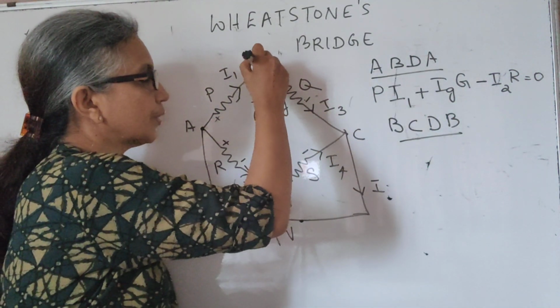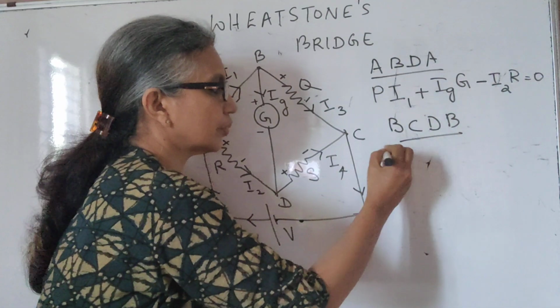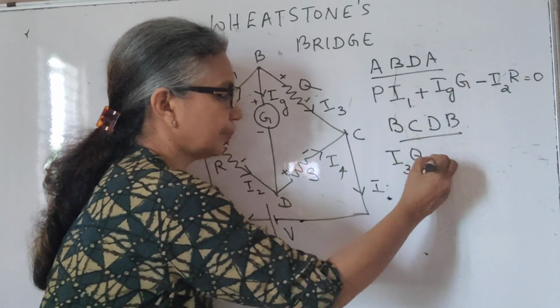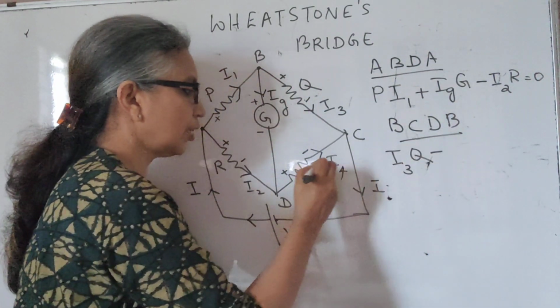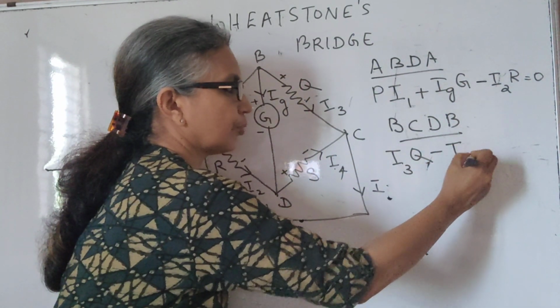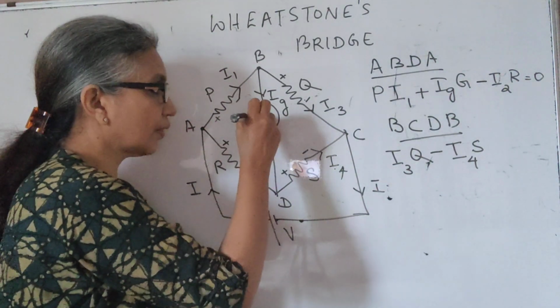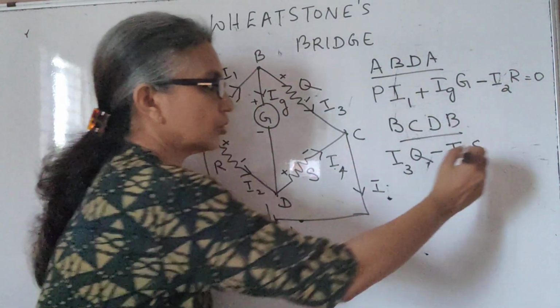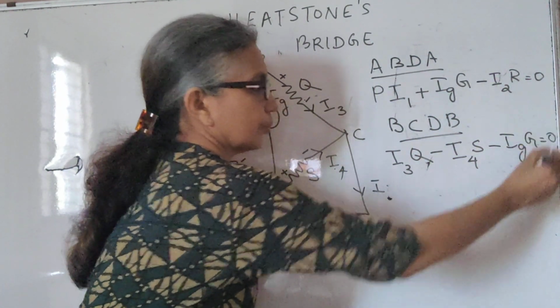Okay, so I'll start from here. As I enter here, the current is I3, resistance is Q. So this will be I3 into Q. As I enter this, I'm entering to the negative, so minus I4 into S. Then here again I'm entering through the negative. The galvanometer resistance is G. So that will be minus Ig into G equal to 0.